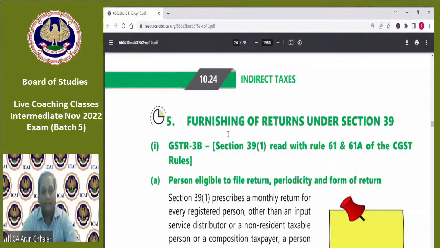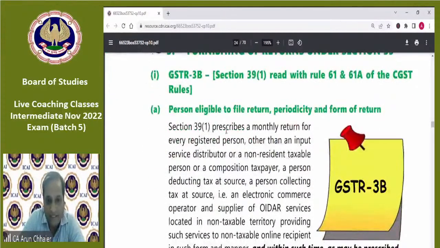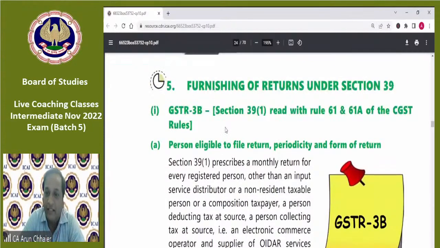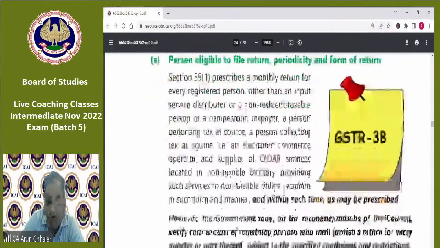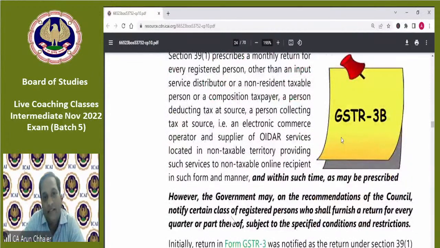Okay, let me start. We were discussing Section 39 return. Section 39 is the GSTR 3B in case of the regular taxpayer. He has to file the GSTR 3B either on a monthly or quarterly basis. What is monthly or what is quarterly? That we have discussed in the last class in very much detail.